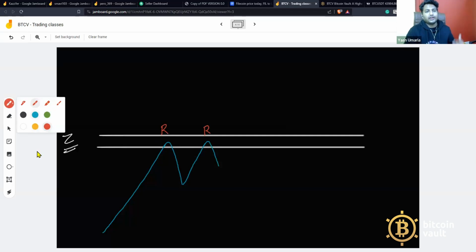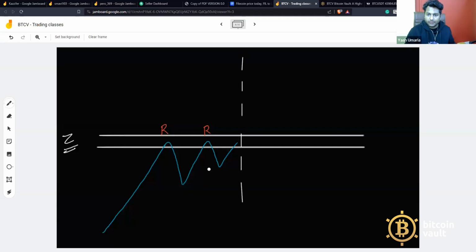Then let's say in the third attempt also, the market moves up. In the third attempt, let's say the market is able to break this particular resistance zone. This is a zone now till this point. Till this point, it was acting as a resistance. And let's say after this point, the market is able to break this resistance zone and it moved up. Great. Now from here, let's say the market drops.